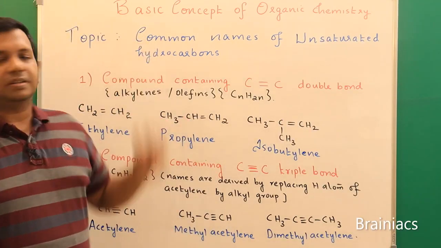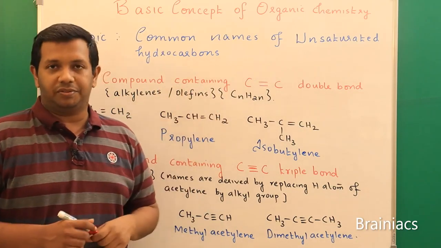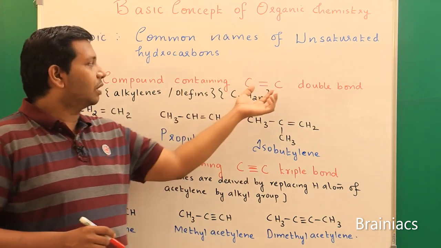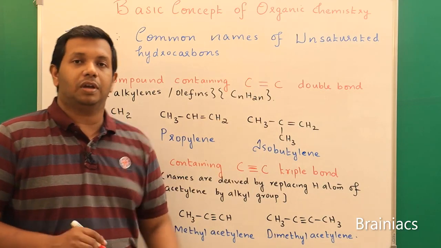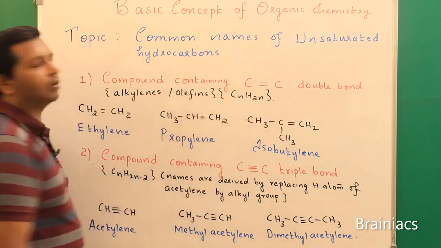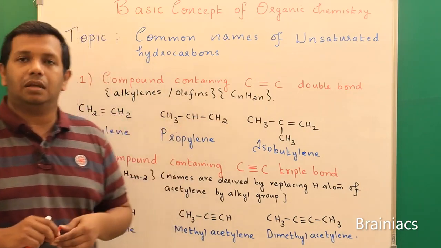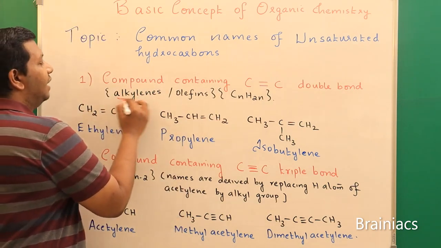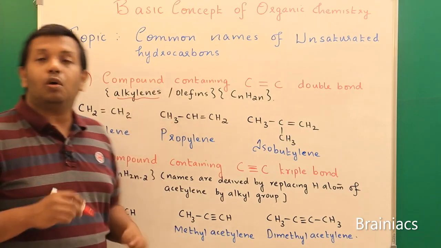Okay. So next we are going to learn the common names of unsaturated hydrocarbons. Unsaturated means it can be of 2 types: those which have a carbon-carbon double bond as well as a carbon-carbon triple bond. First we will see compounds containing a carbon-carbon double bond. We know that compounds containing carbon-carbon double bonds are called alkenes, correct? Here the common name is alkylenes, and they are also called olefins.